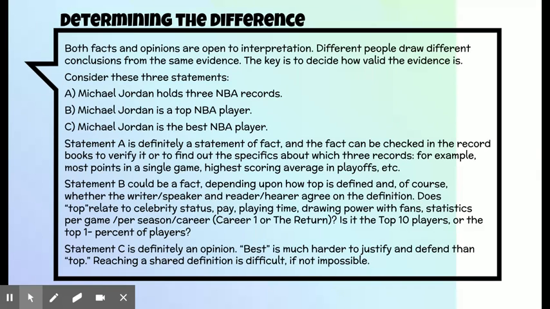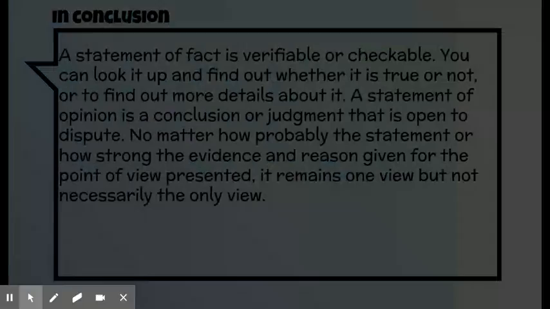Michael Jordan is a top NBA player. It could be a fact. It kind of depends on what you mean by top. Do you mean tallest? Do you mean most successful with point scoring? What signifies top in this particular case? And Michael Jordan is the best NBA player. That is definitely an opinion. Best is hard to justify. There's no measure of best in this particular case.